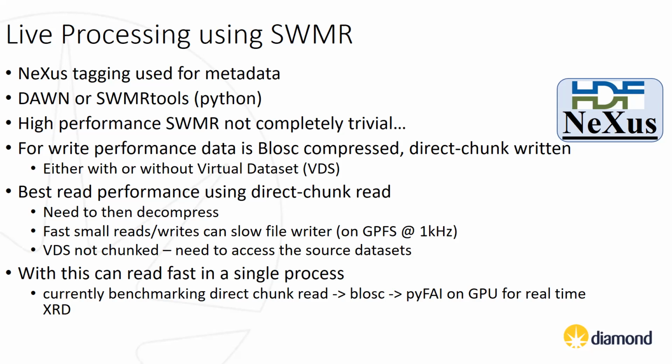Because of the systems that we have, the fluorescence detector is writing at 1 kilohertz and we're reading at 1 kilohertz. And it turns out GPFS is not particularly happy if you try and do that kind of read and write rates. So there are certain issues to be worked around.